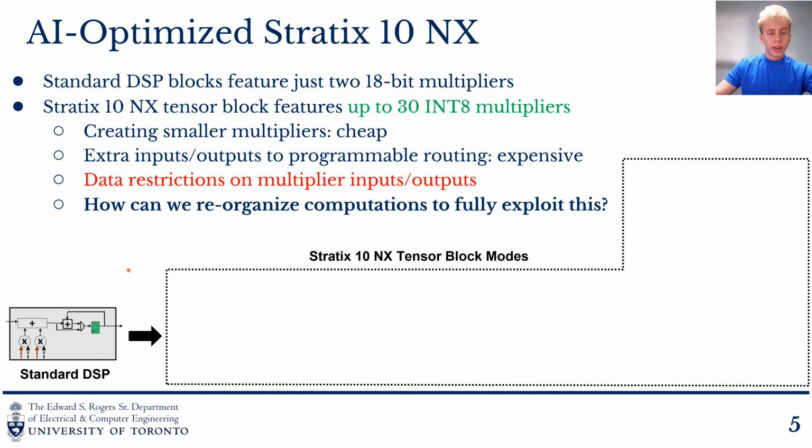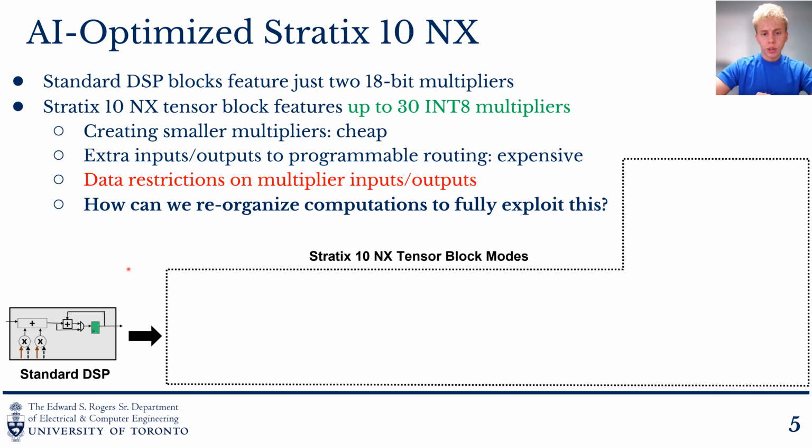Creating these smaller multipliers is cheap relative to the fact that the extra inputs and outputs to the programmable routing are expensive. And so we have data restrictions on the multiplier inputs and outputs. So the question becomes, how can we reorganize computations to fully exploit this?